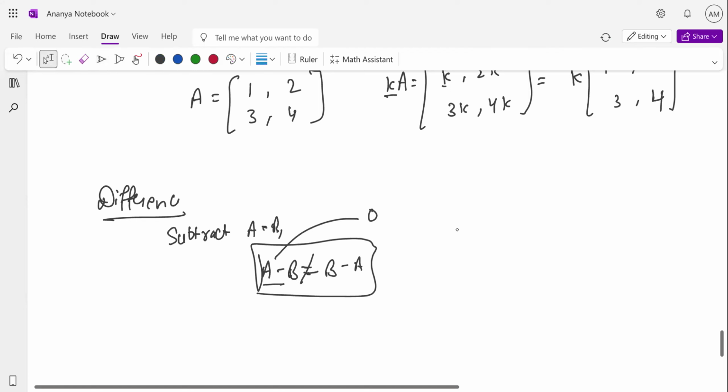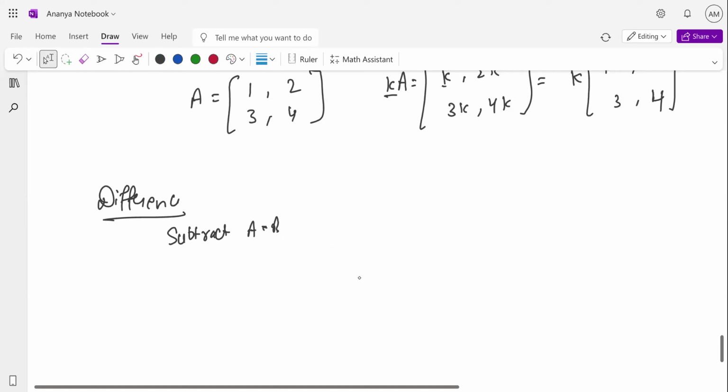Because, for example, if A is greater than B, whatever you get will be positive. But if you do B minus A in this case, you will get a negative. Clear? So that's the thing. You will get this condition only if A minus B is zero. I'm removing the difference part because it's an easy thing.